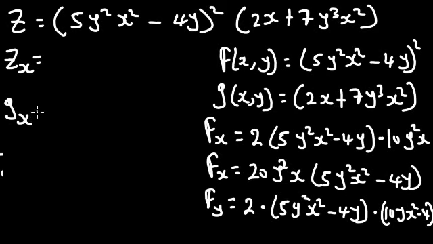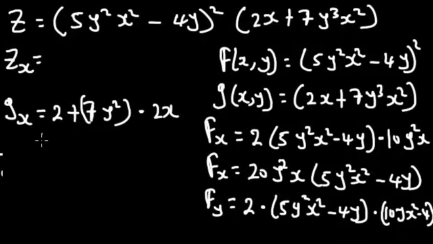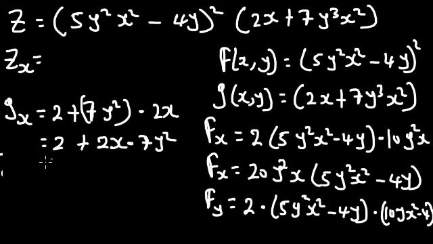G sub x will simply be equal to, okay, let's differentiate g of x comma y partially with respect to x. Remember, this is 2x, so the derivative of 2x is 2, plus, now 7y cubed will be treated as a constant, multiplied by the derivative of x squared, which is simply 2x. So g sub x will simply be equal to 2 plus 2x times 7y squared, which is the same as 2 plus 14xy squared. So that's our g sub x.